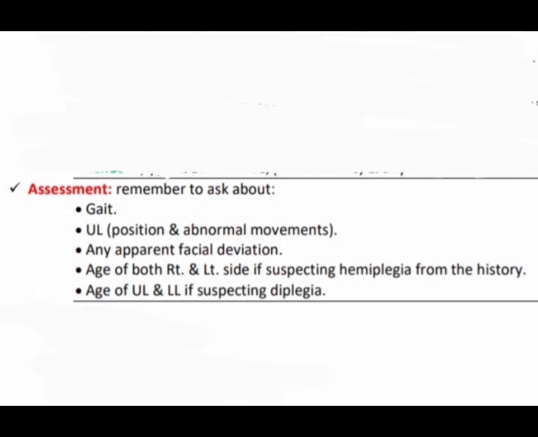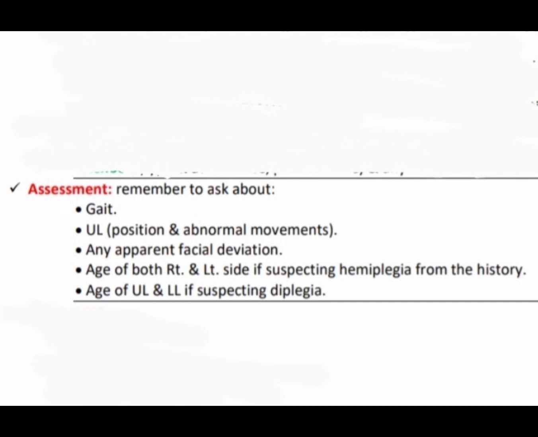When we assess gross motor, we remember to ask about the gait. Either the gait is hemiplegic, diplegic, lots of things. Upper limb position and abnormal movements of the upper limb. Any apparent facial deviations. Power of both right and left side if suspecting hemiplegia from the history. Power of the upper limb and lower limb if suspecting diplegia.